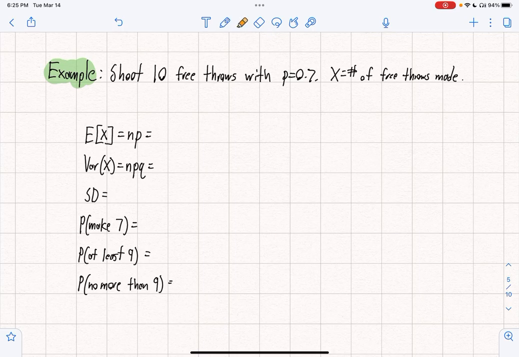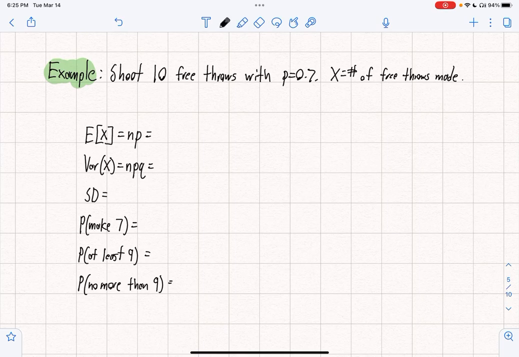So here we have 10 free throws, and we'll say the probability of success is 0.7. We make about 0.7 of our free throws. And x, our random variable, will be equal to the number of free throws made. So here we'll assume independent trials.